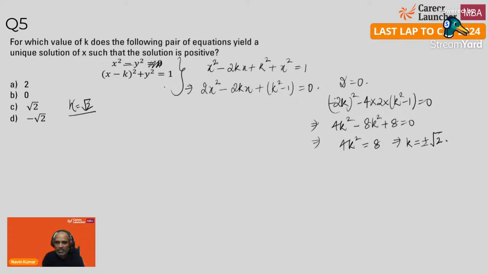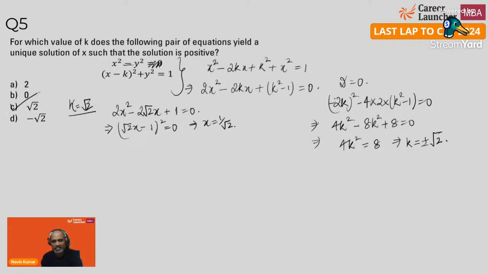So looking at option C, we get 2x square minus 2 root 2x plus root 2 square, which is 2 minus 1 plus 1, equal to 0. So this can be written as root 2x minus 1 whole square is equal to 0. And this will give us x is equal to 1 upon root 2. So we get a unique answer, right?